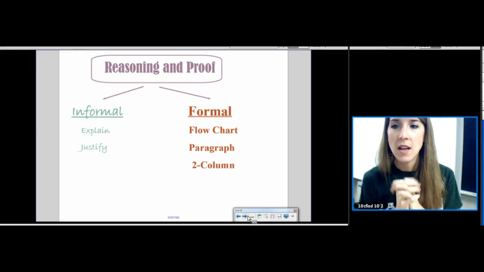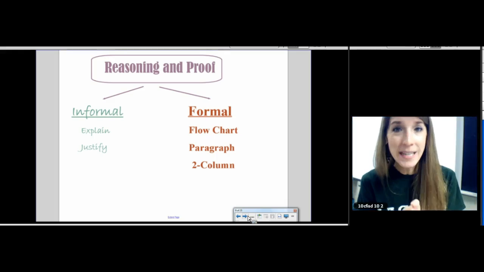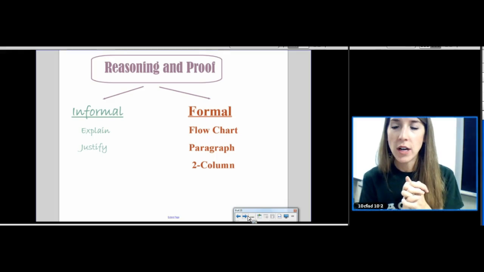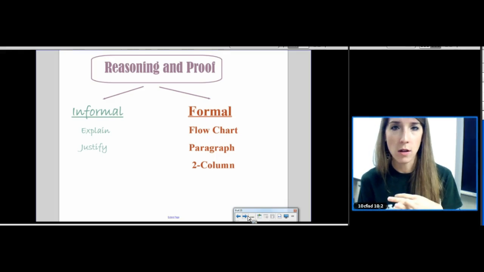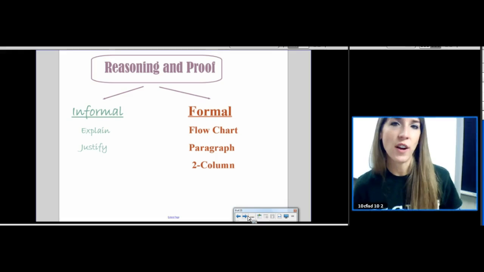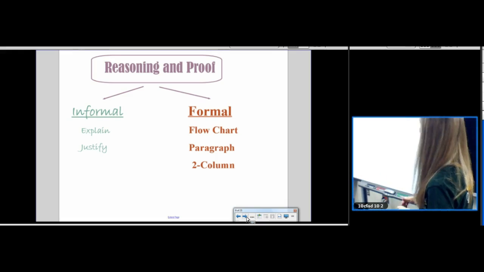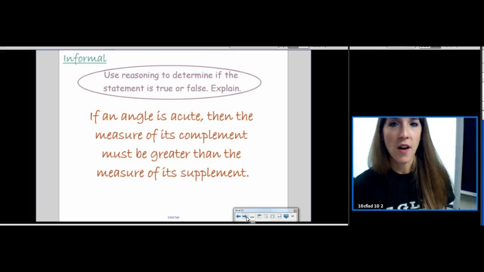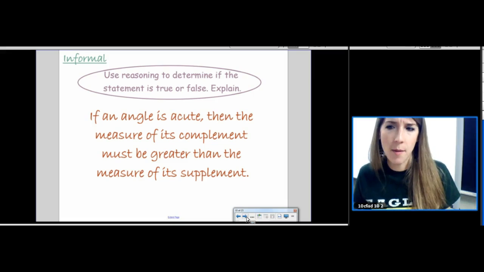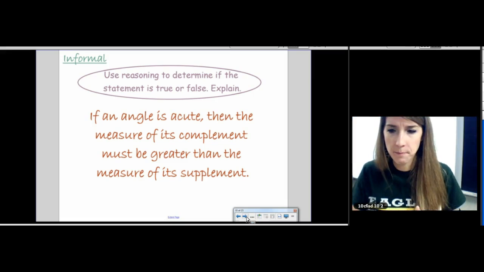So you can informally reason through something, and you can formally reason through something. If you're going to do a formal proof, it would be flowchart, paragraph, or 2-column. We're going to start with 2-column in this class. Informally just means, just justify your answer. Just back up why you did that, okay? So we're going to start with informal. We're going to decide if it's true or false, and then we're going to try to use some reasoning to informally back up what we say is true, okay?